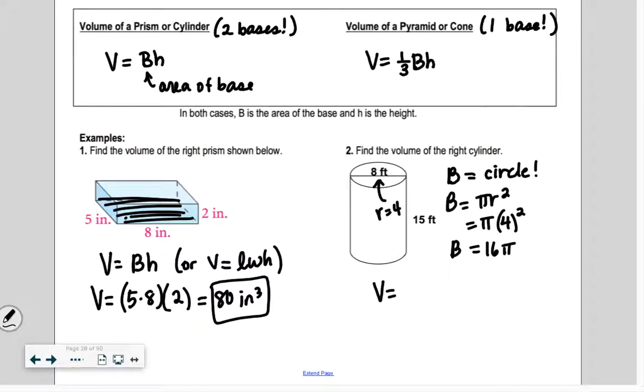So if I want my volume, I do my area of my base multiplied by my height. So my area of my base was 16 pi multiplied by the height, which is 15. So I do 16 times 15, and I get 240. So it's 240 pi, and my units, since it's a volume, is cubic feet.